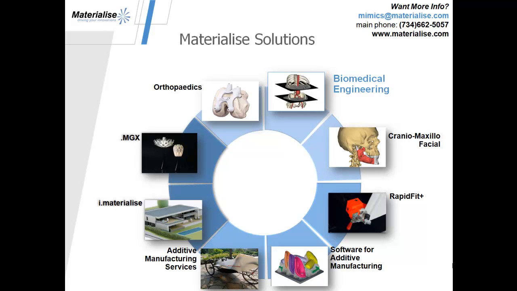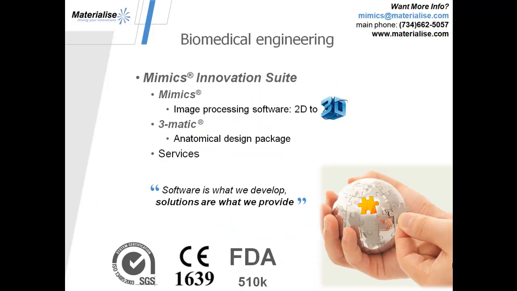So a little bit about Materialise. Materialise is a company that focuses on additive manufacturing and rapid prototyping products, but also the software that helps support that. Today we're going to really focus on the biomedical engineering software. Our biomedical engineering software that will help you define use conditions is our Mimics Innovation Suite, and it's comprised of our Mimics software, which is image processing, 3matic, which allows you to do design on anatomy, and services.